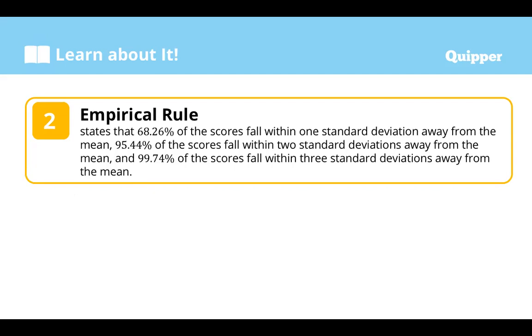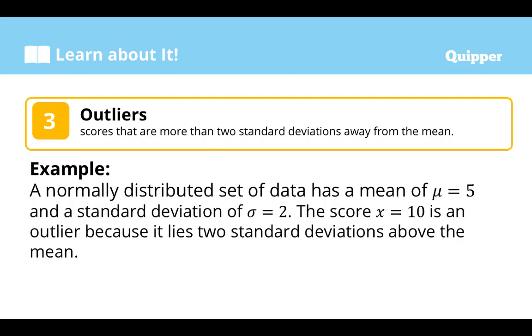95.44% fall within 2 standard deviations away from the mean, and 99.74% of the scores fall within 3 standard deviations away from the mean. Okay? So yung sinasabi na empirical rule natin. And also, if we have those empirical rule, meron din tayong mga data na nasa labas.